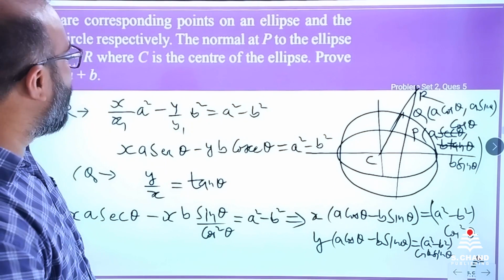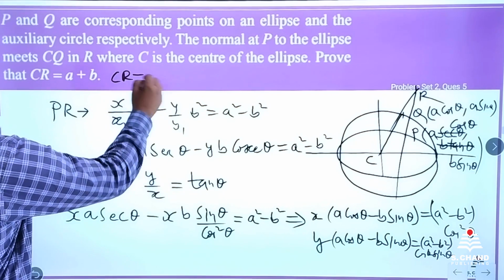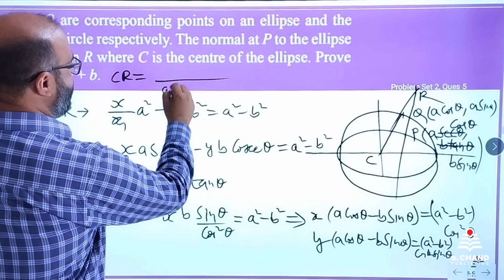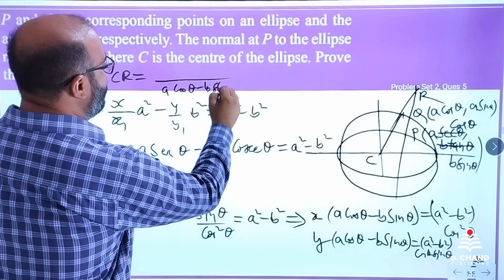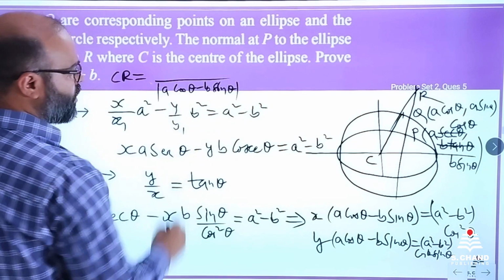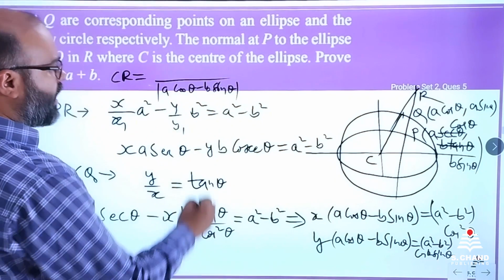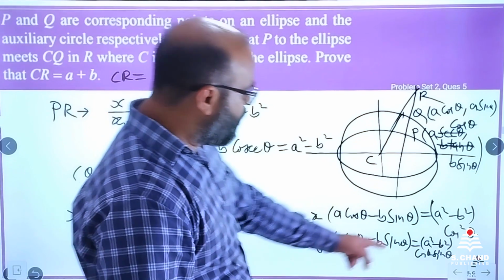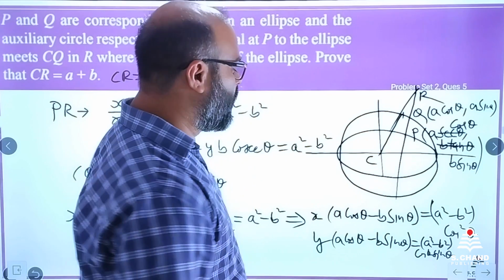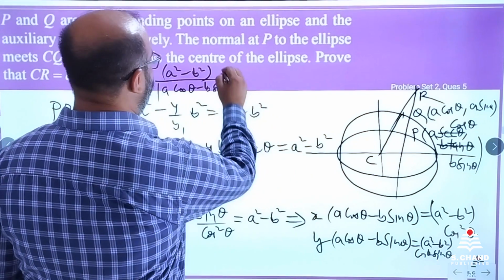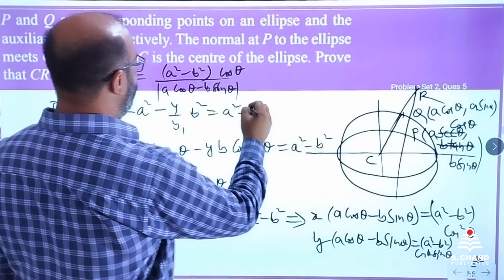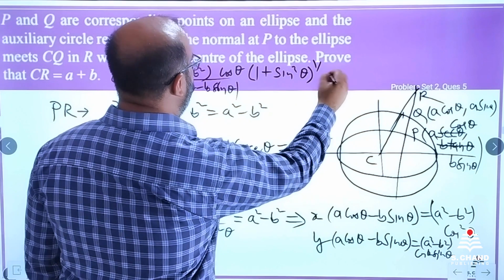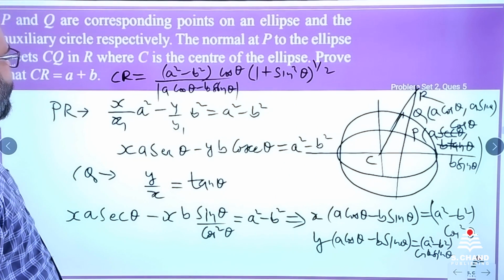Now if you want to find CR finally, CR is root over x square plus y square. So a cos theta minus b sin theta will come outside of the root, and you take mod, of course, and inside you have cos square theta, and a square minus b square will also come outside, and inside you have cos square theta plus cos square theta sin square theta. So you can take cos theta outside, and it will become 1 plus sin square theta, and under root of that, like this. So this is what we are getting here, CR.